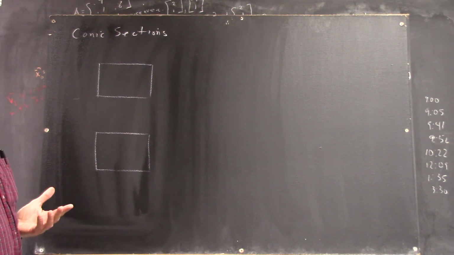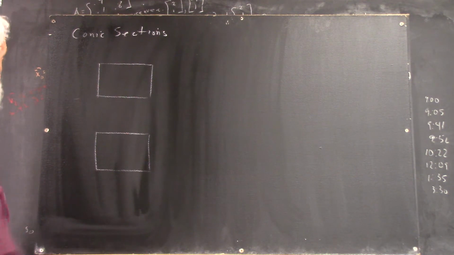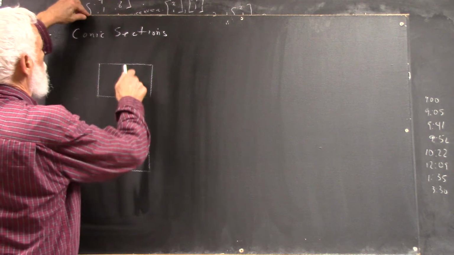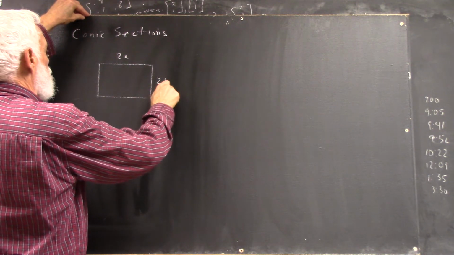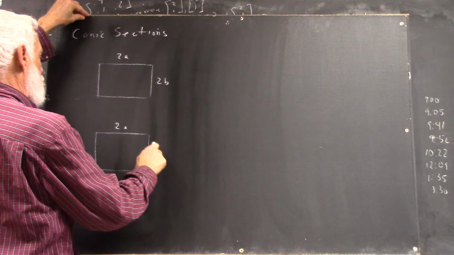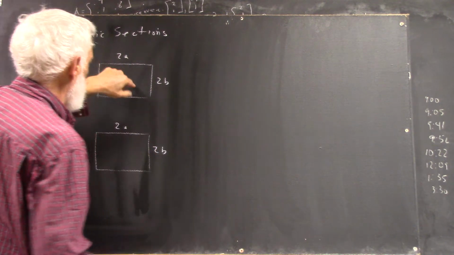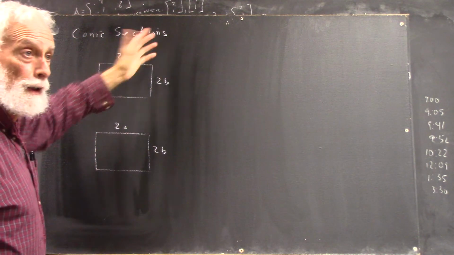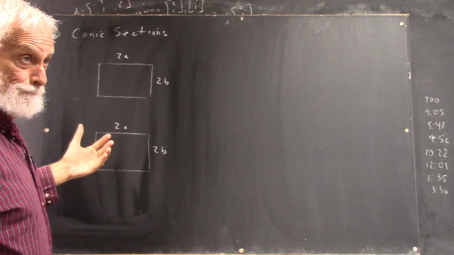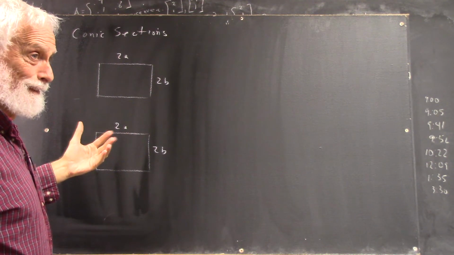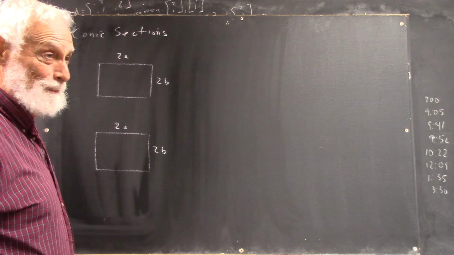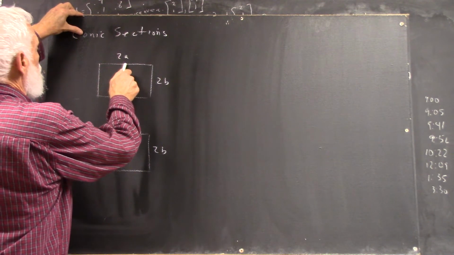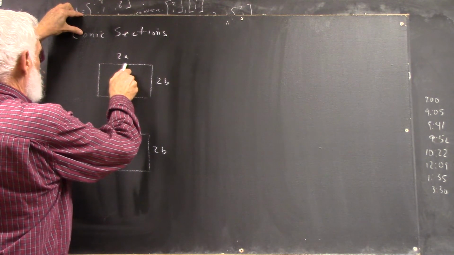Ellipses and hyperbolas, okay? I've got a rectangle, dimensions 2A by 2B. So I can draw an ellipse inside of this thing. It's going to be tangent.